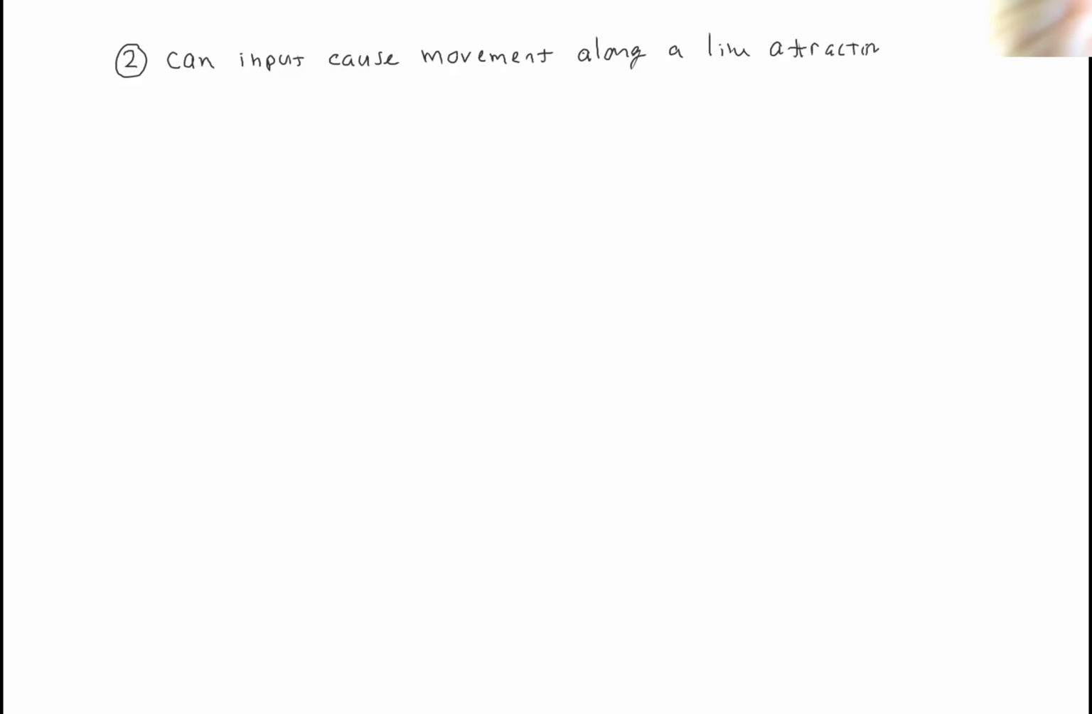What I'm going to do in the next session, the next half of the lecture, is question 2. Can input cause movement along the line attractor? The answer is going to depend heavily on the zero eigenvalue that we saw earlier.